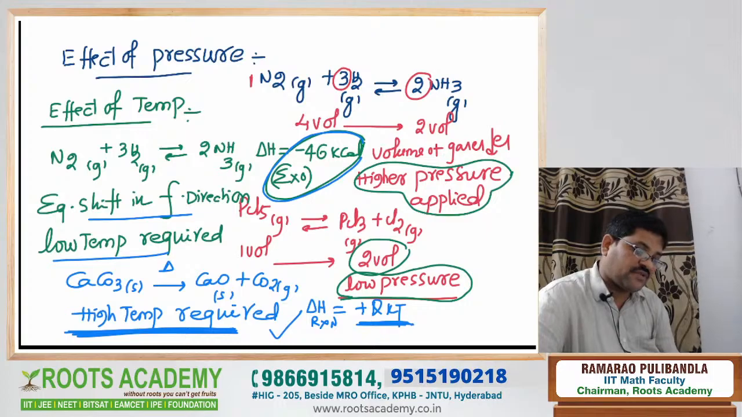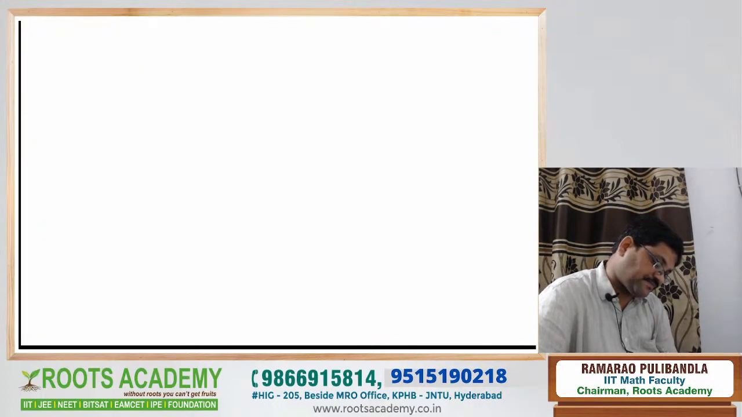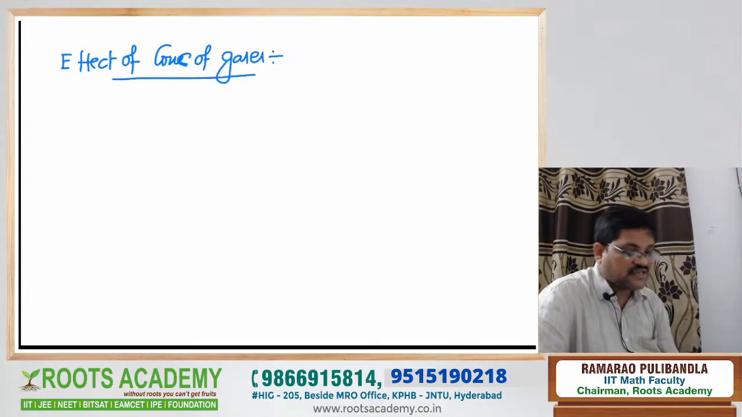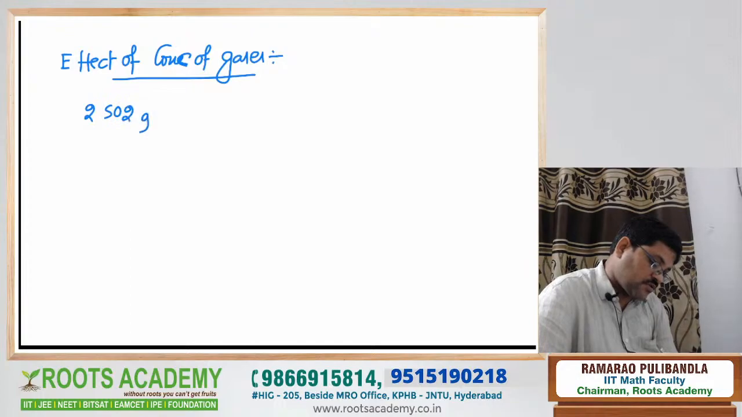Effect of pressure completed, effect of temperature completed. Go for the effect of the concentration of the gases. Actually, concentration of the gases is taken in terms of moles per liter. Take one example: 2 moles of SO2 gas plus O2 gas. As I said, if any example is there, it is better to write with the example.